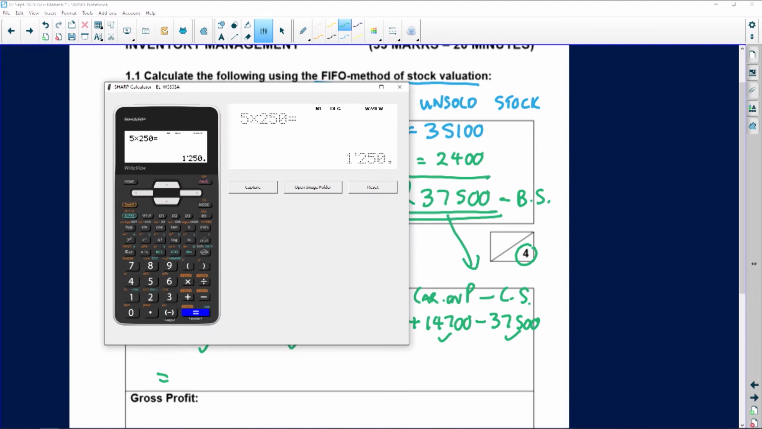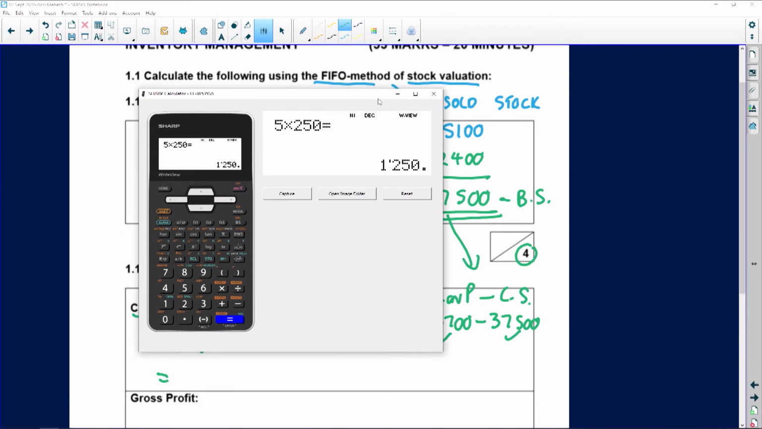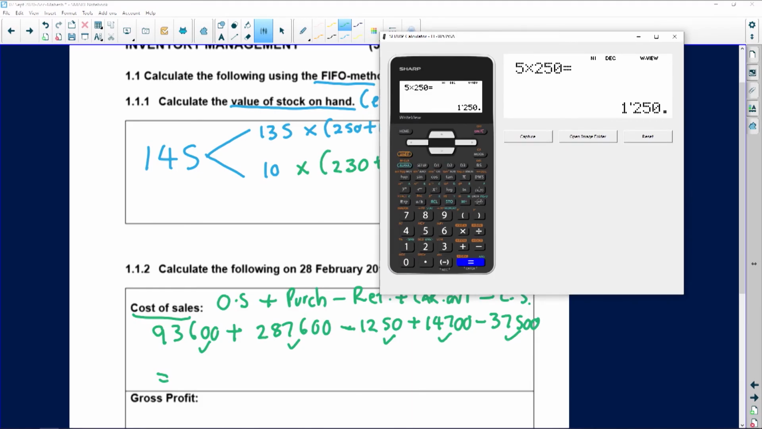Okay. Oh, and it doesn't want to move. Let's just try and move it one more time. Okay, there we go.